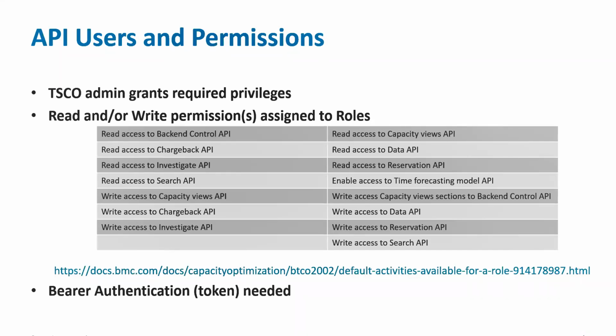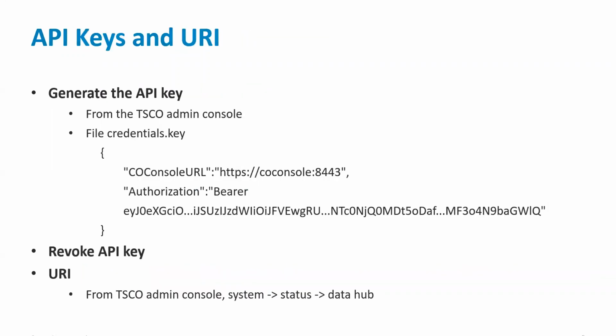API user authentication requires a token key. You can generate this key from the TSCO console and use it in your API calls. These API calls are authenticated by validating that token.